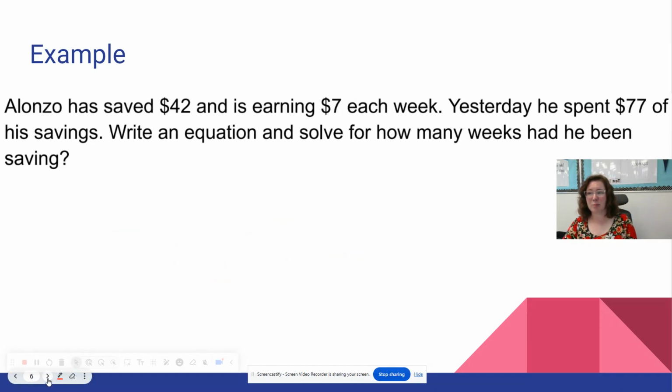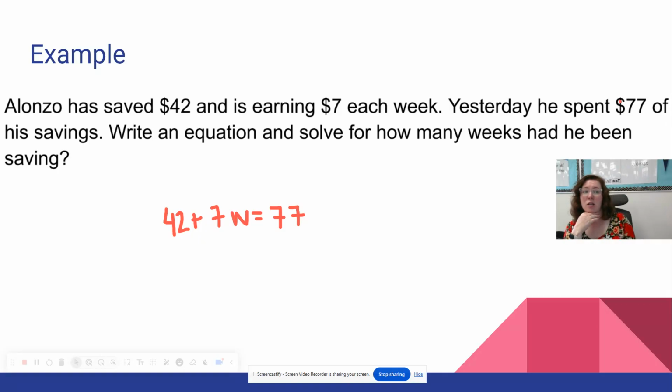Okay, our next example. Alonzo has saved $42 and is earning $7 each week. There's a W for week. Yesterday, he spent $77 of his savings. Write an equation and solve for how many weeks had he been saving. Now, that one is phrased weird. It probably would have been better to say he spent all $77 of his savings. That might have been better.